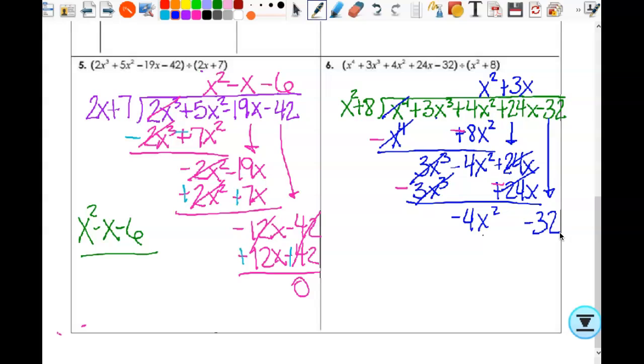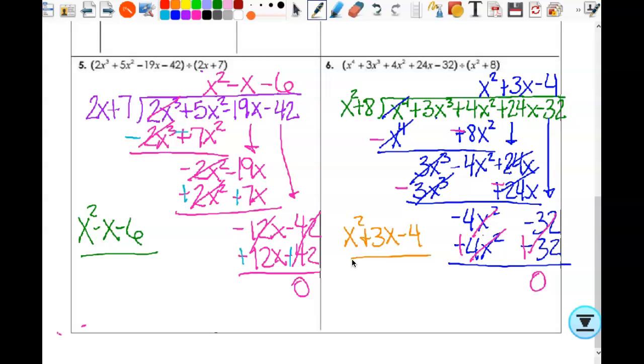So then negative 4x squared divided by x squared is negative 4. Negative 4x squared minus 32. I changed the signs and then they zero out. I get 0. So my answer is x squared plus 3x minus 4.